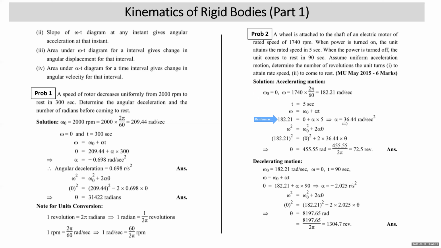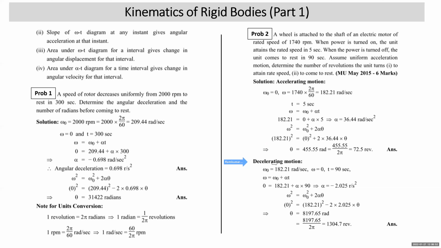You want to find theta. As omega and theta are into consideration, you will use the equation omega square is equal to omega naught square plus 2 alpha theta. Substitute the value of omega naught as 0. Substitute the value of alpha as well, and then you get the value of theta. Theta comes out to be 455.55 radians. Then divide by 2 pi to convert into revolutions, because he's asking the answer in revolutions. You cannot leave the answer in radians. You need to divide by 2 pi, and you get it in revolutions.